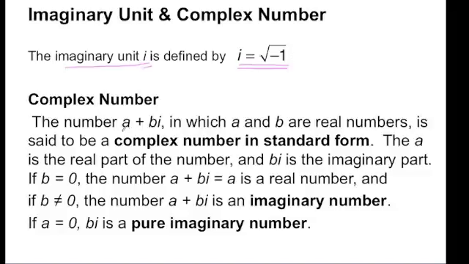A complex number is a number a plus bi, where a and b are real numbers, and it is said to be in standard form. The a is the real part, and the bi is the imaginary part of the number. If b equals 0, you just have a, which is a real number. If b does not equal 0, a plus bi is called an imaginary number. And if a equals 0, you have just bi, and that's a pure imaginary number.